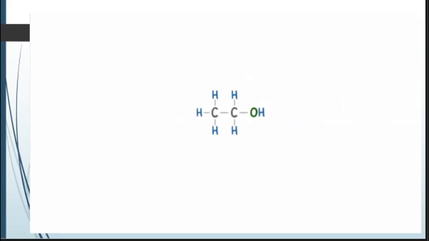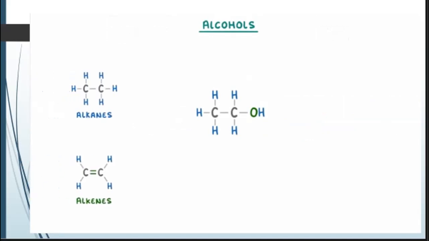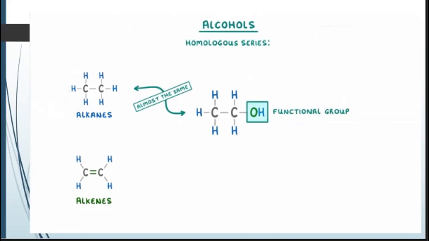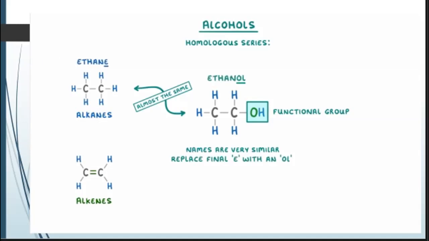In today's video, we're going to look at what alcohols are, and we'll also cover their properties and their uses. Just like the alkanes and alkenes that we've seen in previous videos, alcohols are another homologous series of organic compounds. They look almost the same as alkanes, but importantly, they have an OH functional group in the place of one of the hydrogens. Their names are also very similar, except we replace the final E with an ol. So instead of ethane, this molecule would be ethanol.